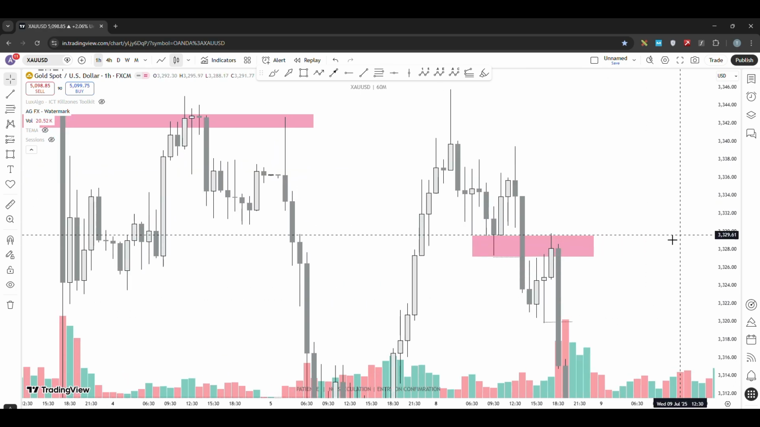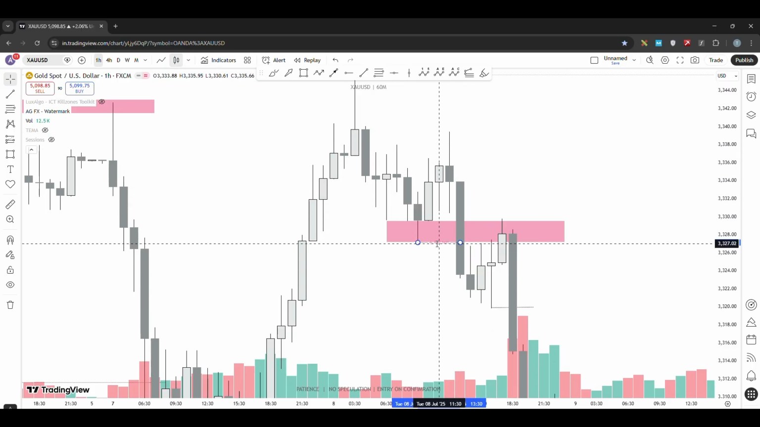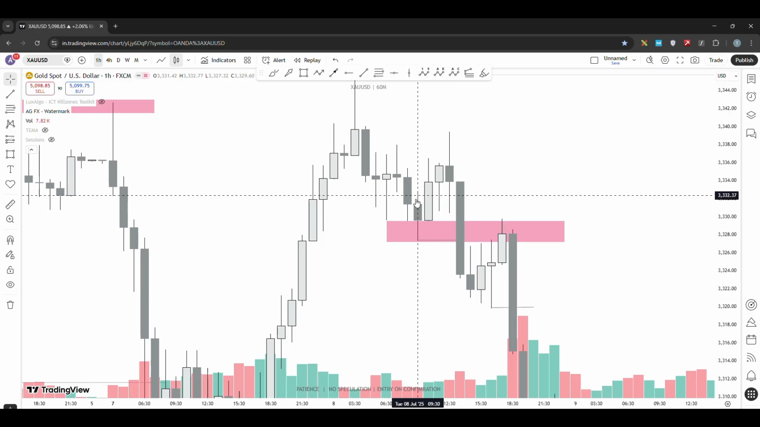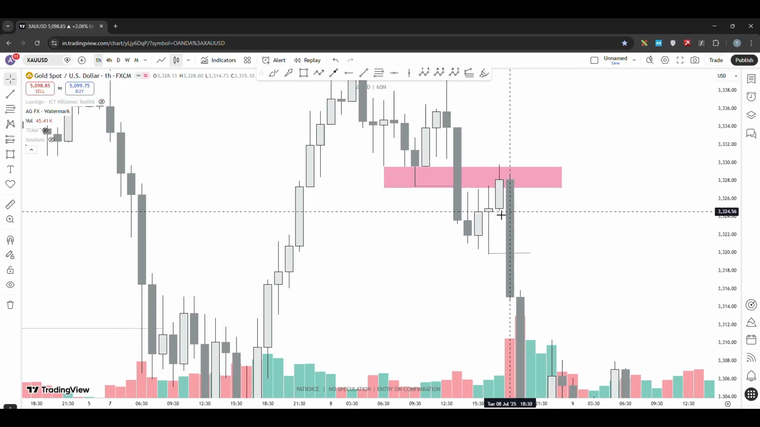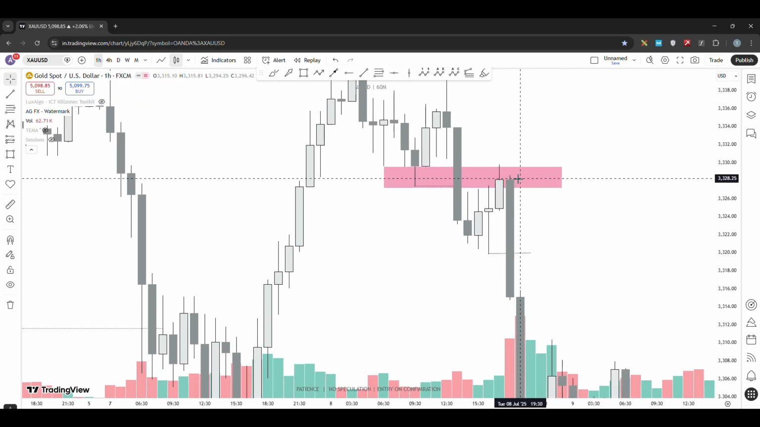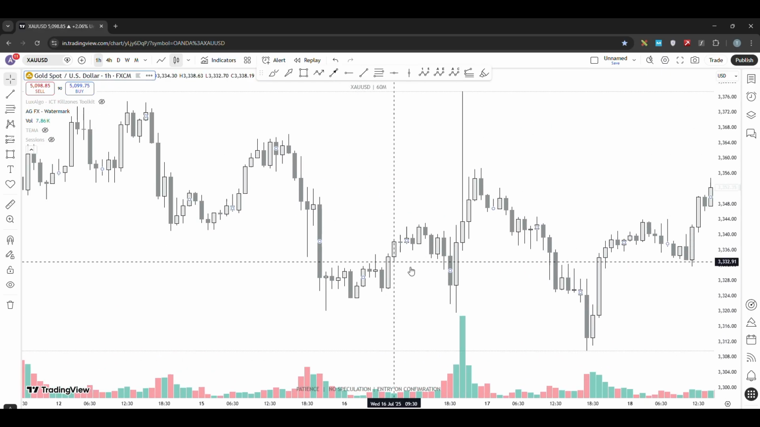Okay, let's see some more examples. Here also we can see market gave a bearish break of structure over here, and just in front of this mitigation block we had this fair value gap, and you can see market tapped into it and immediately got displaced to the downside with a massive red candle, right? So let's see some more examples.